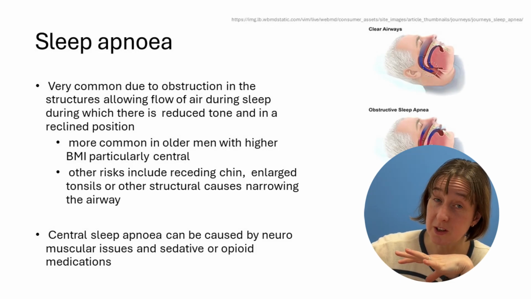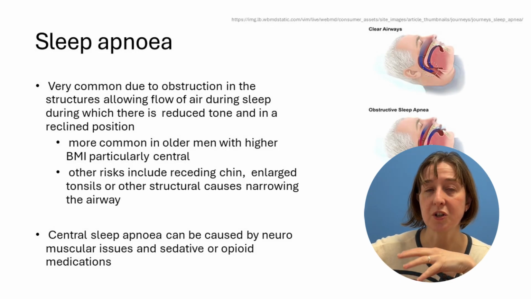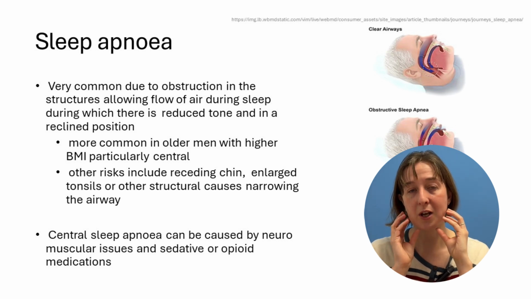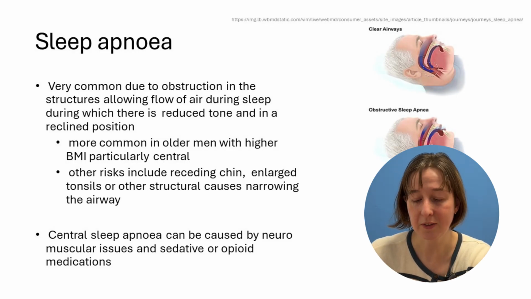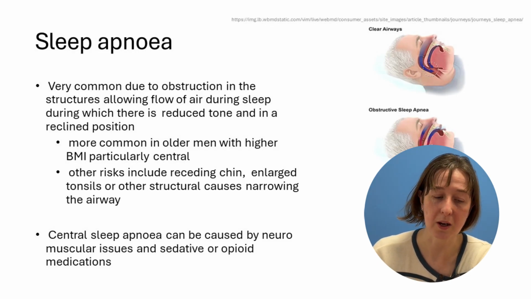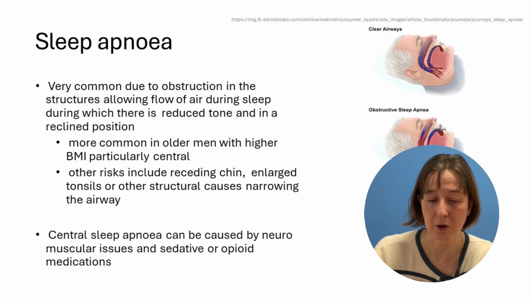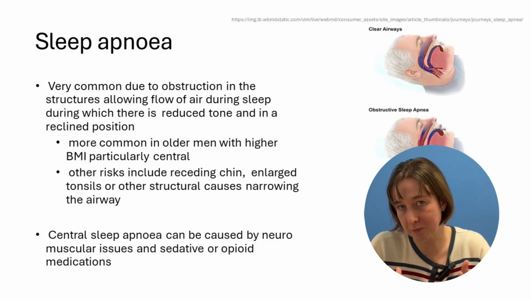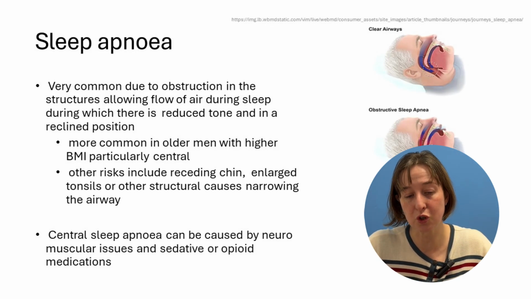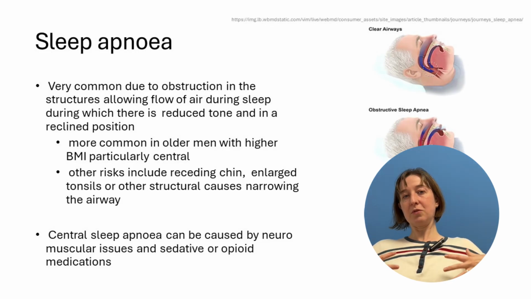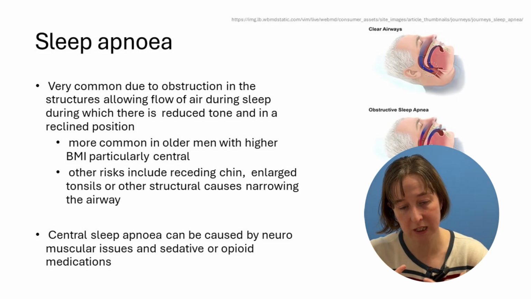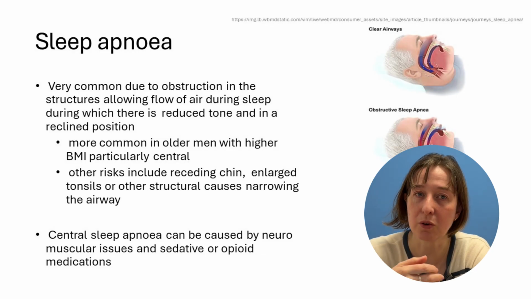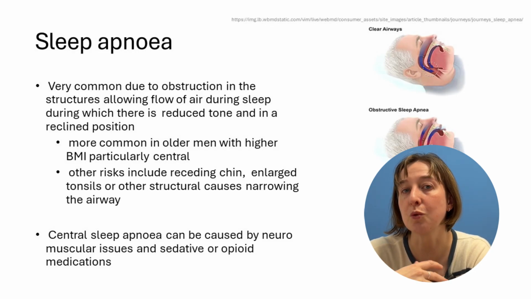There is a central form of sleep apnea which isn't to do with peripheral structures, but is to do with the brainstem generating breathing, and that can be caused by things like neuromuscular issues, so unable to sort of generate the movement of breathing, so breathing is reduced. And obviously when you're lying down, there's more weight of the body and there's more pressure and everything goes floppy even more, so you breathe less efficiently. And if you're sedated or if you have lots of opioids on board, this can worsen things.